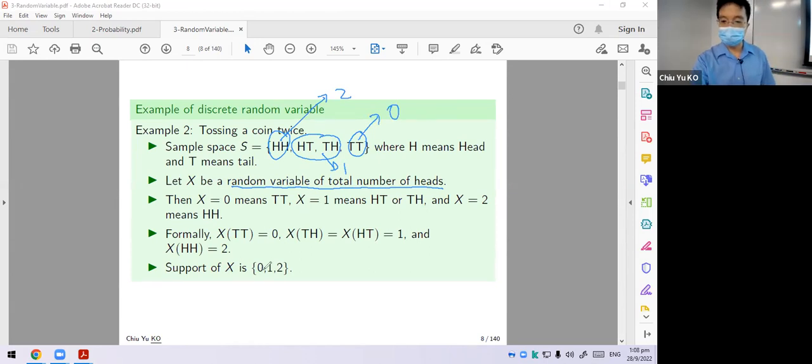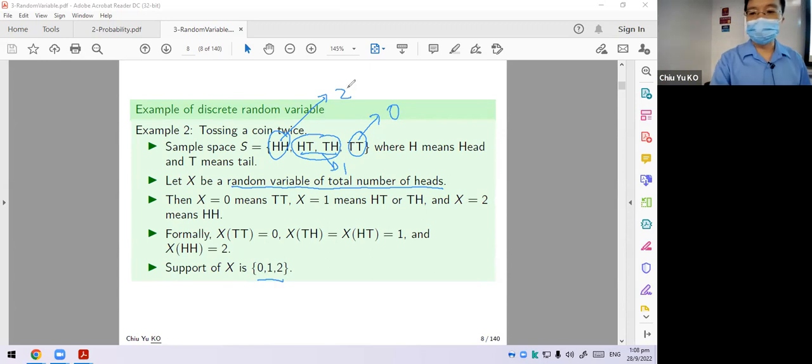So that's why you have 0, 1, 2, because TT is 0, HT and TH are 1, and HH is 2. I hope it is clear what we're doing. You just replace the outcomes by numbers, and you can see it's not one-to-one. Two outcomes can be assigned the same number, but each outcome can only have one number. An outcome cannot have two numbers.